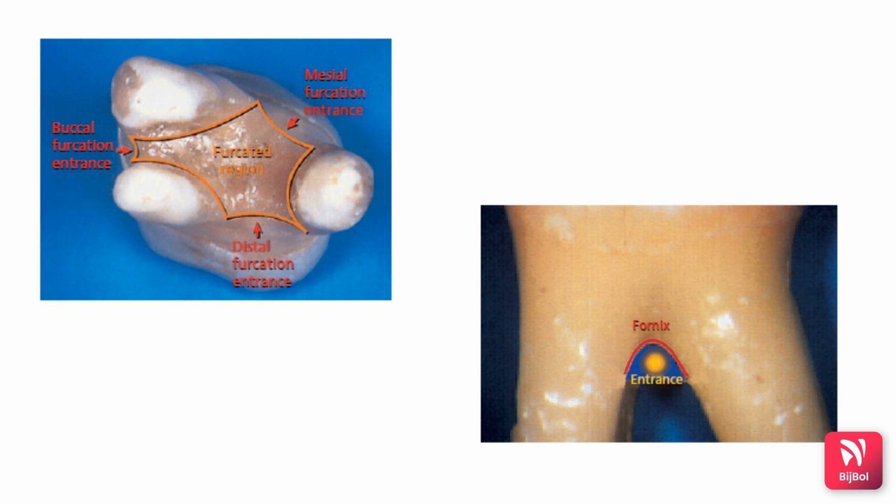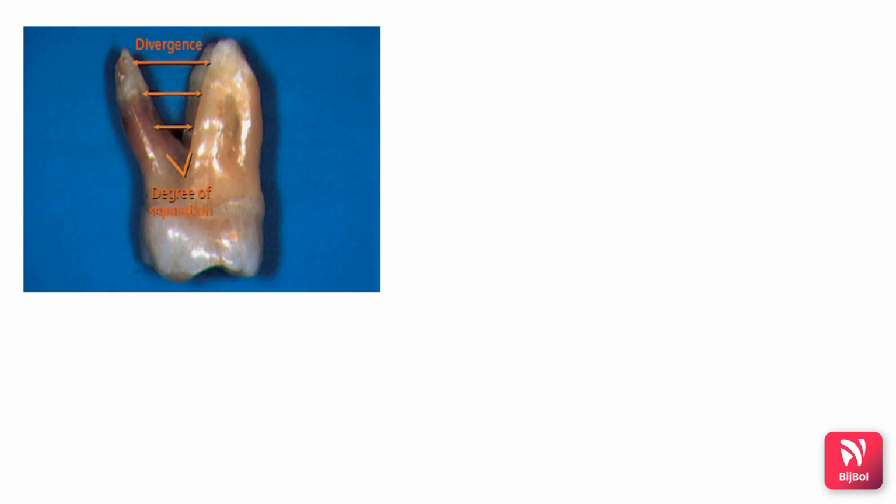Next, in this picture you can notice the furcation fornix, a red color lining. This furcation fornix is the roof of the furcation. Next, you will learn another important terminology called the degree of separation. Degree of separation is the angle of separation in between the two roots, or to be more precise, the two root cones. So the angle in between the two root cones is called the degree of separation, whereas the divergence is the distance in between the two roots or the root cones. You can notice in the picture that the divergence is increasing in the apical direction. As we progress apically, the distance in between the roots is increasing.